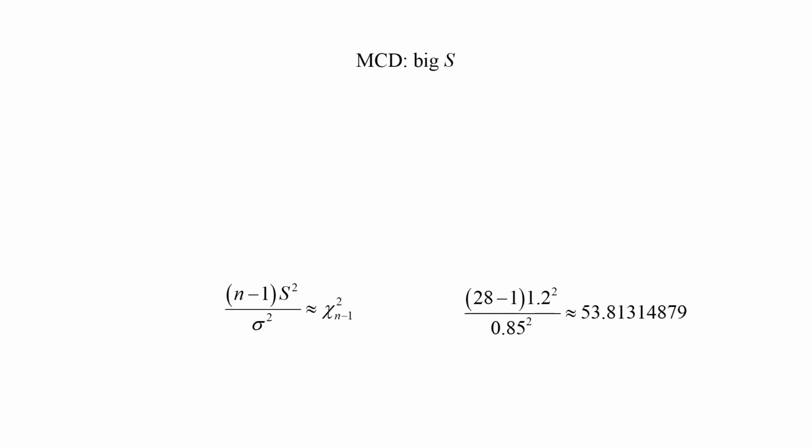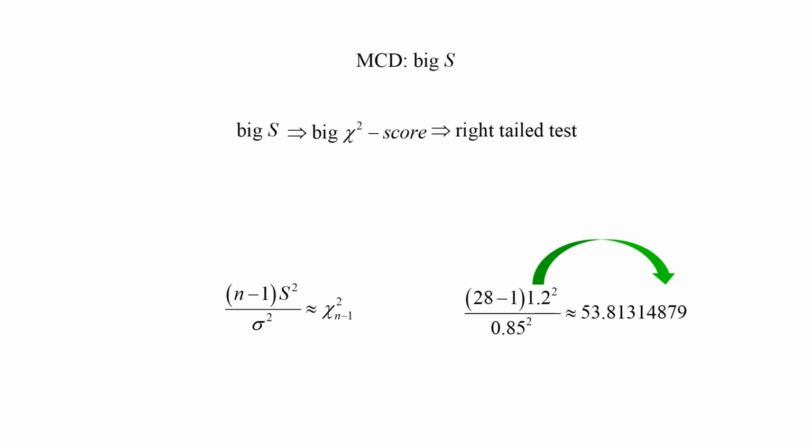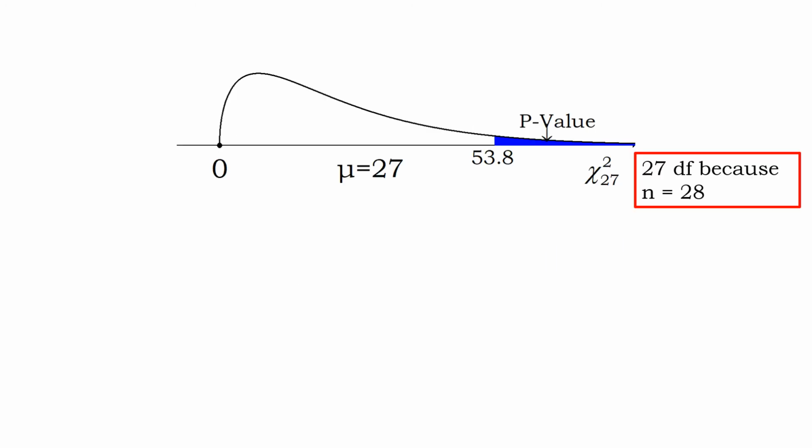Looking at our equation, we want big values of S. Big values of S make for big chi-squared scores. Again, because that S is in the numerator, the bigger S is, the bigger the final outcome is. Means these are always right-tailed tests. And when I say these, I just mean the fact that we want big chi-squared scores. So the fact that I want a big chi-squared score makes this a right-tailed test.